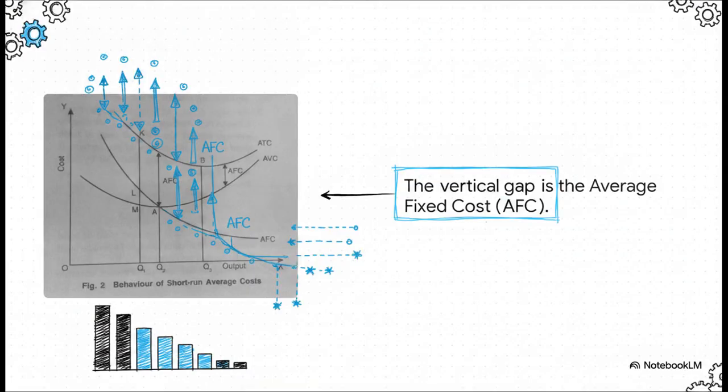And this is where the graph just brilliantly illustrates our equation. Look closely at those vertical tracking arrows, squeezing between the 2 curves, literally labeled AFC. Since ATC equals AVC plus AFC, the physical vertical space between the ATC and AVC curves is exactly the average fixed cost. As AFC falls downwards on its own curve at the bottom, that vertical gap between the top 2 curves shrinks by the exact same amount.